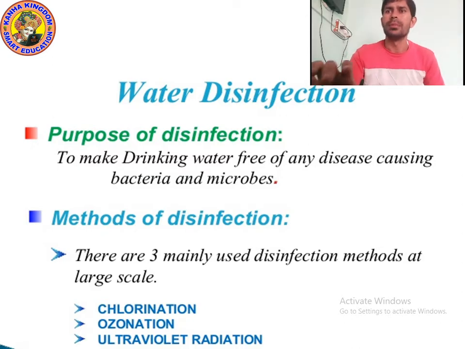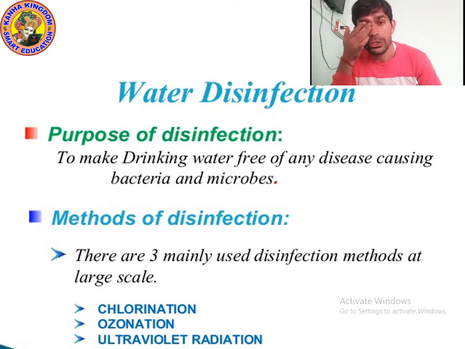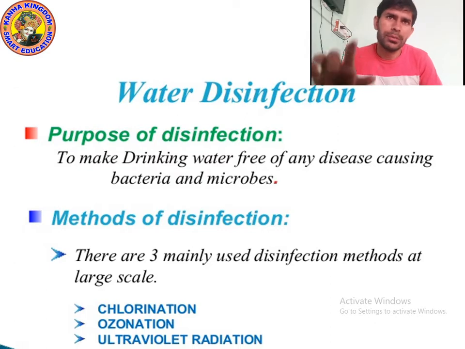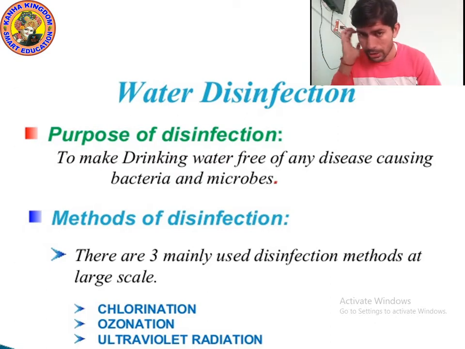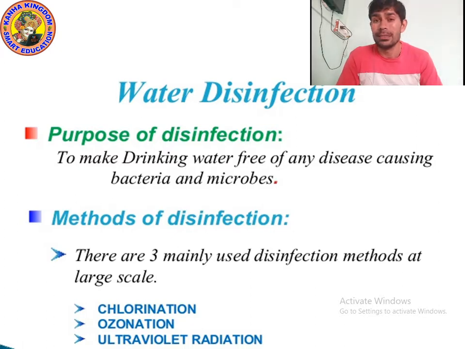So, there are mainly three methods to disinfect water: chlorination, ozonation, and ultraviolet radiation. Ozonation and ultraviolet radiation are not given in your book, only the chlorination method is given. So, what is the chlorination method? Chlorination is a method in which chlorine gas or chlorine tablet is used to disinfect water. Chlorine is most common and it is less costly. It is not a costly method and it is used in disinfecting water in the United States of America.